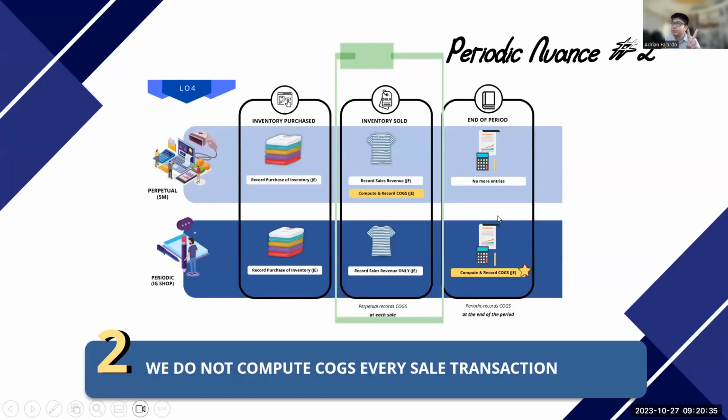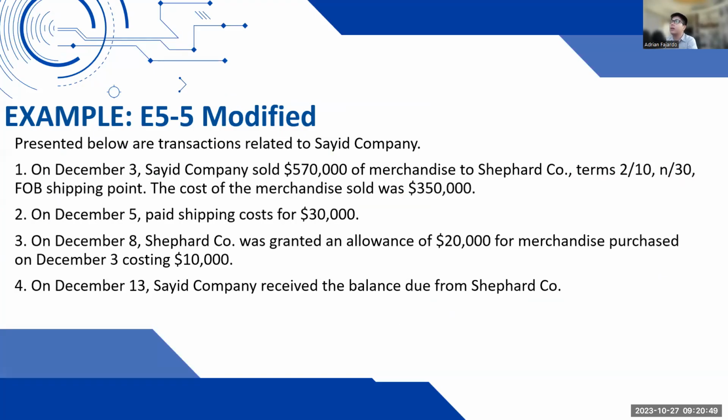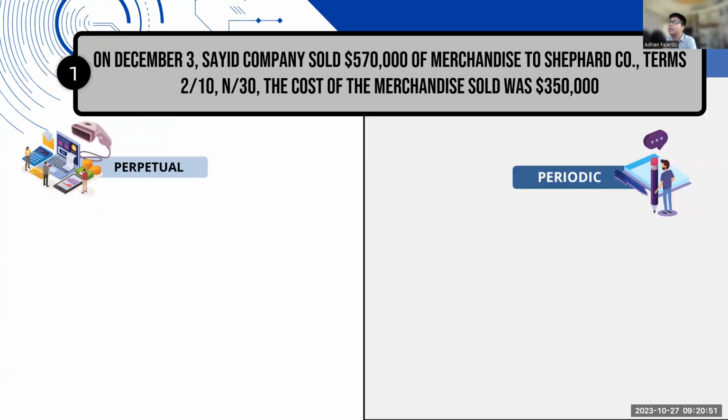Nuance 2, for periodic, we do not compute the cost of goods sold every sale transaction. We only compute cost of goods sold at the end of the period. So, ito, let's go to Said Company. So, si Said, sales transactions naman to. So, si Said sold 570,000 of merchandise to Shepherd Co. The cost of the merchandise sold was 350,000.